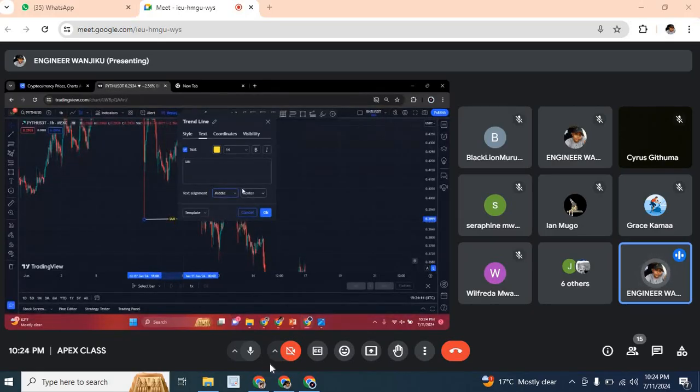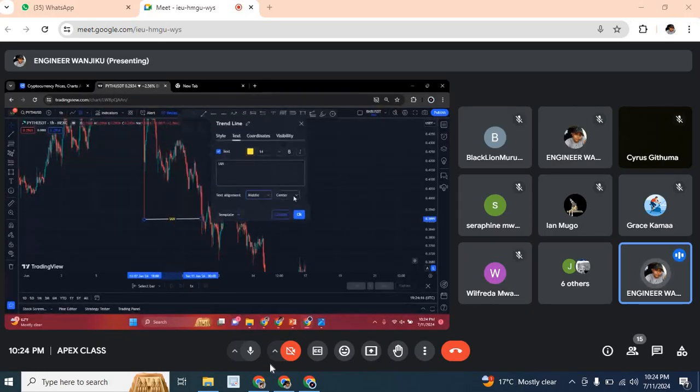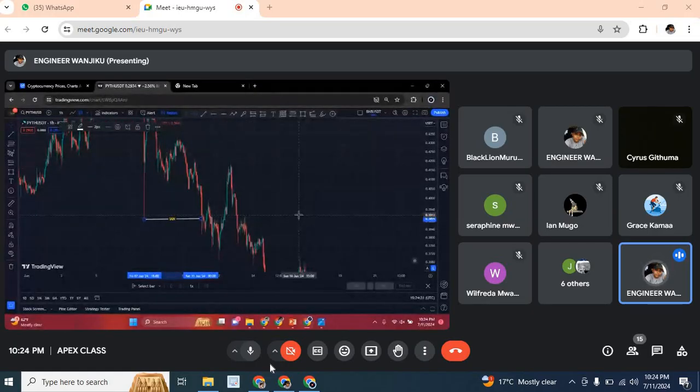After the middle, I can come here and also choose, do I want it at the center or at the left? If I want it at the left, it will move to the left. If I want it on the right, it will move on the right. If I want it at the center, it will move to the center, just like that. Then I'll say okay. After saying okay, this dialog box will appear, because every time I'm coming to the chart, I don't want to keep on writing here and here and here all the time. So I'll come and save this template.